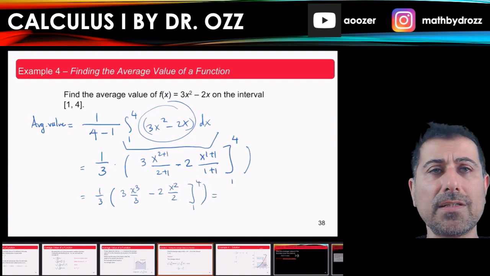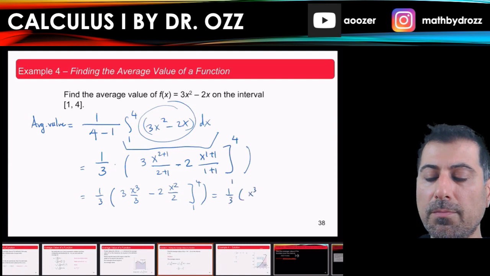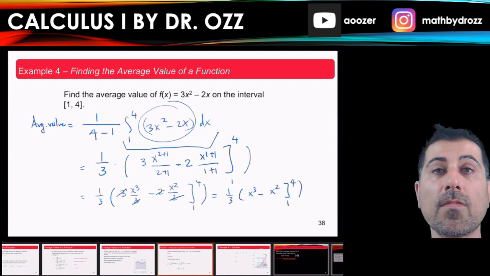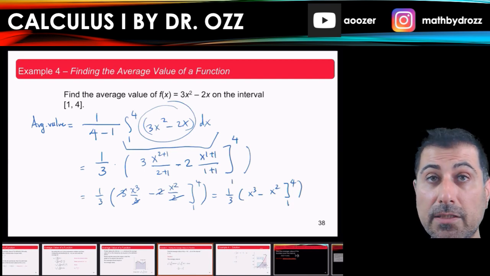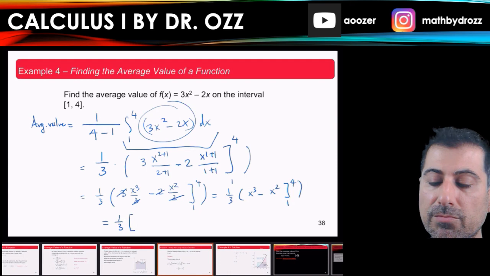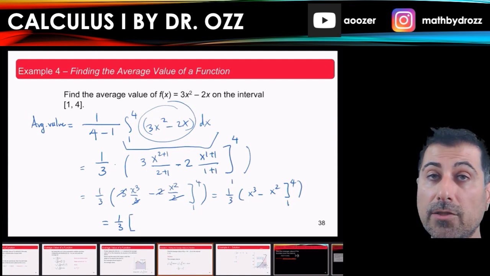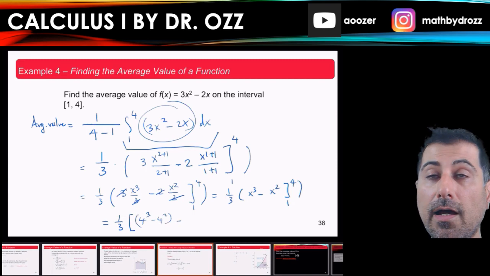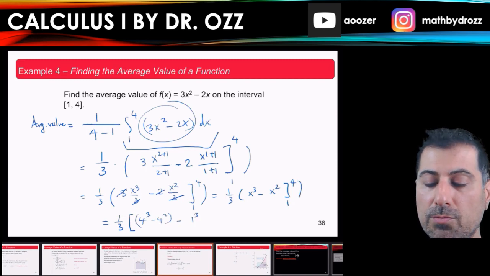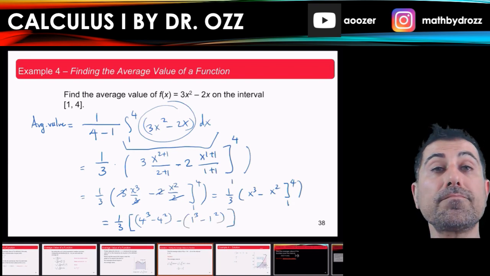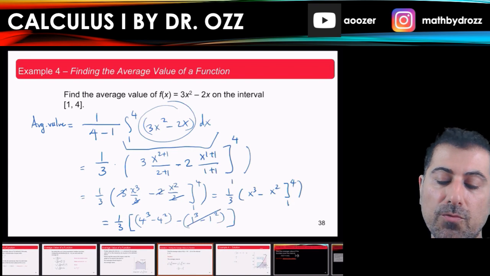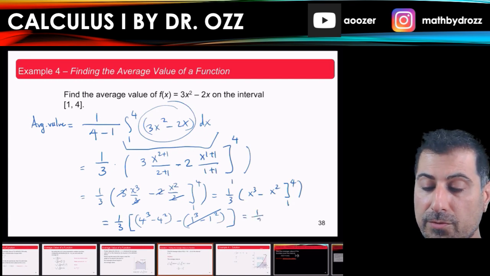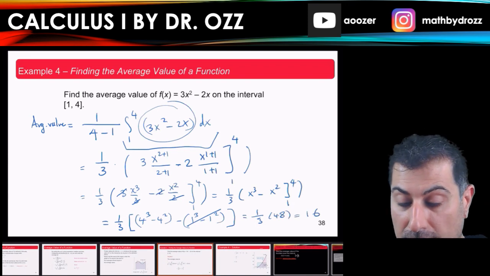Let's simplify this a little bit. So 1/3 times x cubed minus x squared, because these 3's and 2's are gone. And I know how to understand this bracket notation. All I'm going to do is evaluate the antiderivative at 4. The antiderivative is x cubed minus x squared. So 4 cubed minus 4 squared, minus, plugging in the lower limit, 1 cubed minus 1 squared. Well, this is 0. 4 cubed is 64, 4 squared is 16, and that adds up to 48. So 1/3 of 48 takes you all the way to 16.